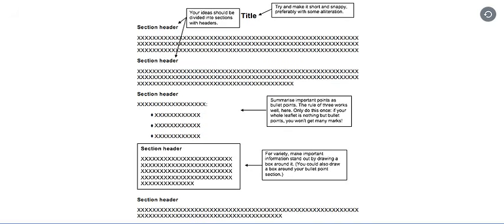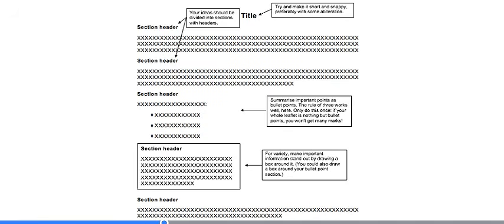And for variety, you might want to make important information stand out by drawing a box around it. That's something that you might want to do as well. You don't have to do that, but that's the kind of layout for a leaflet. So let's have a look at a typical leaflet by looking at a sample question. Just to say at this point that everything I go through in these videos comes from Mr. Bruff's Guide to GCSE English Language, available in paperback on Amazon or ebook at mrbruff.com.